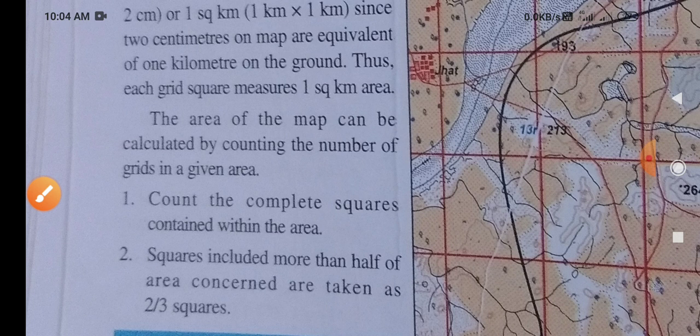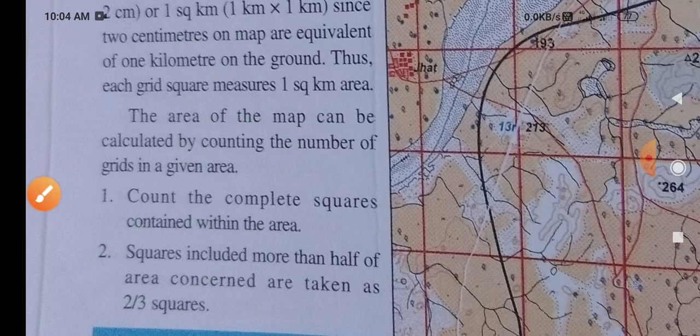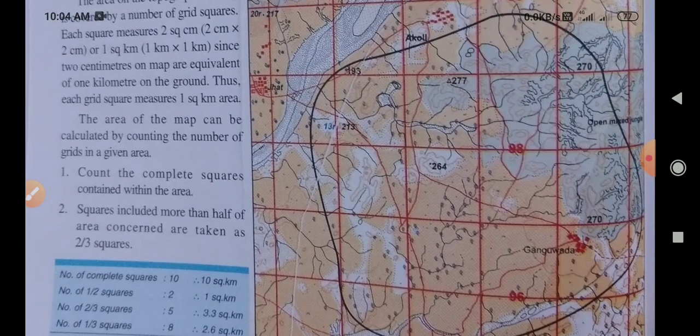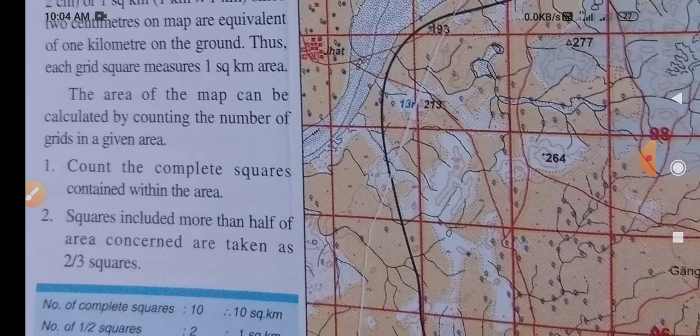Okay, now look here. The area of the map can be calculated by counting the number of grids in the given area. How can it be done? By counting the number of grids in the given area. A very nice example is given in your book. You can easily do that. Let us see here. All of you might have opened your book. Please try to see that. You see there is the calculation. Count the complete square centimeters contained within the area.